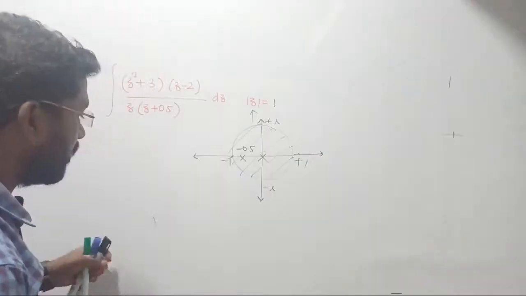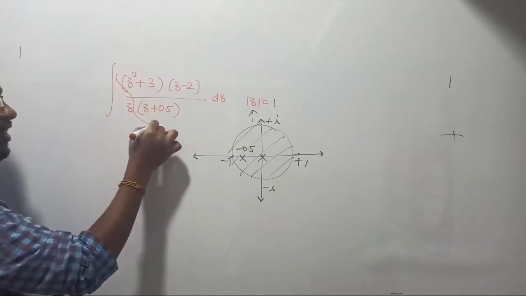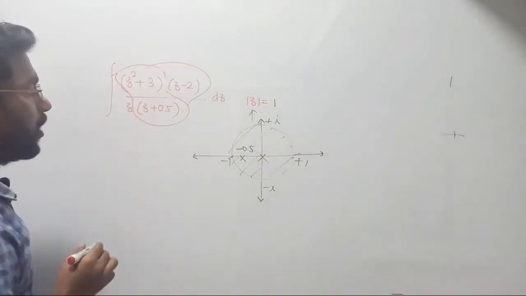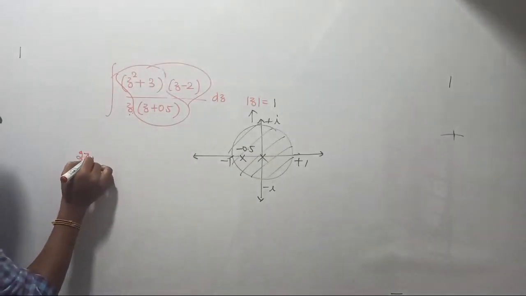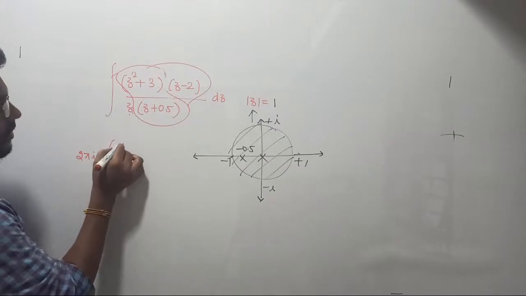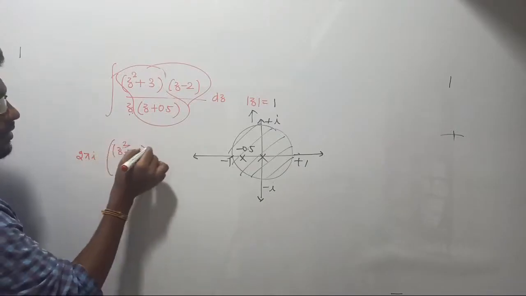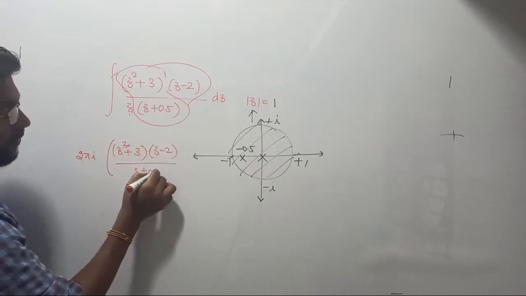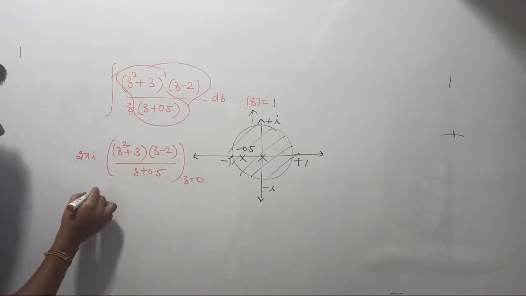Now remove them separately. First, what you do is remove this pole. Then you should consider this whole function. Whichever pole you are removing, that pole alone should not be considered. That's all. Now first multiply by 2 pi i, consider z square plus 3 and then z minus 2 upon z plus 0.5, whereas z equal to what? 0. Just putting z as 0, you are going to get what?